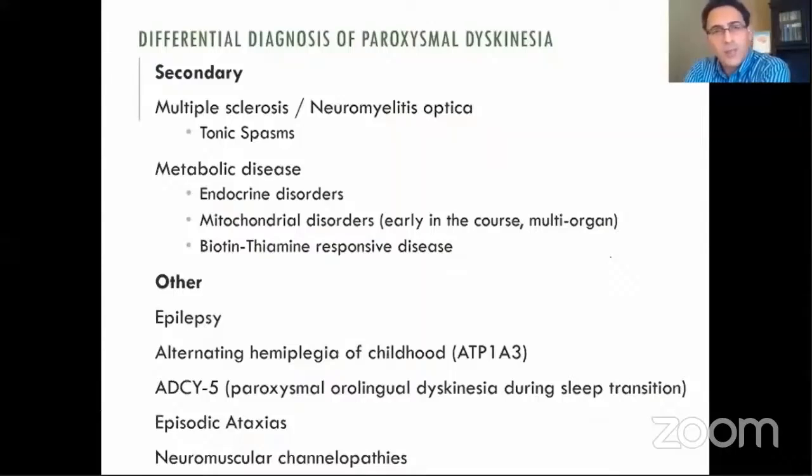The differential also include epilepsy, alternating hemiplegia of childhood, which has been associated with ATP1A3 gene, ADCY5 disease, which can present with benign chorea, but also include paroxysmal orolingual dyskinesia attacks that can characteristically happen during transition to sleep, episodic ataxic disorders, and neuromuscular channelopathies, such as myotonia or paramyotonia congenita, which sometimes can present with paroxysmal stiffness.